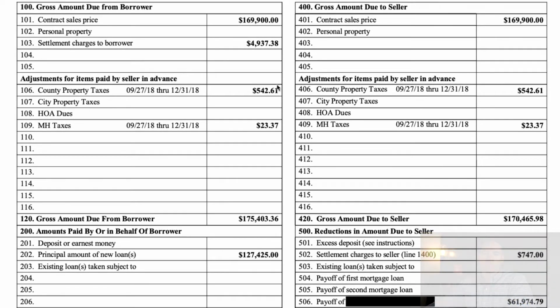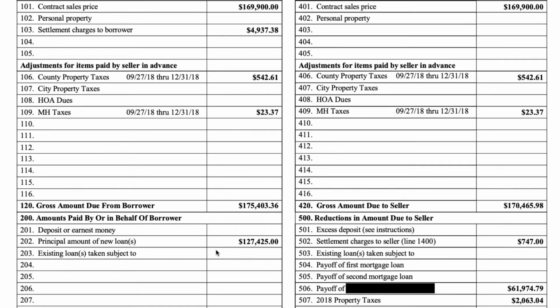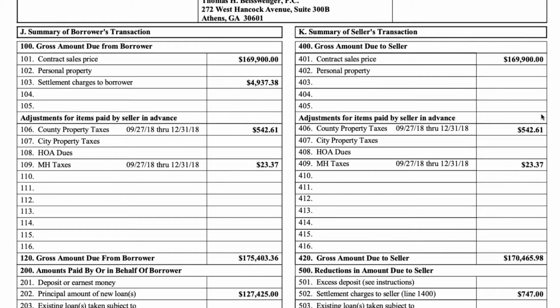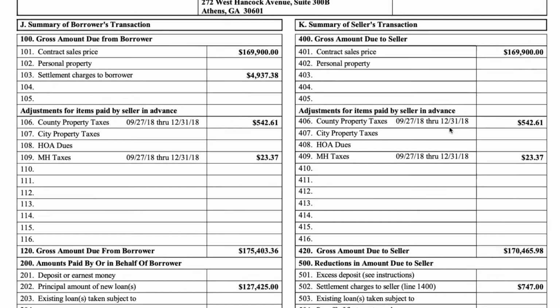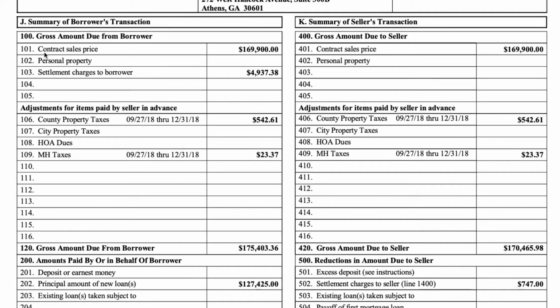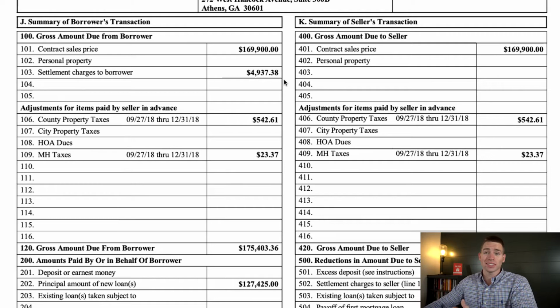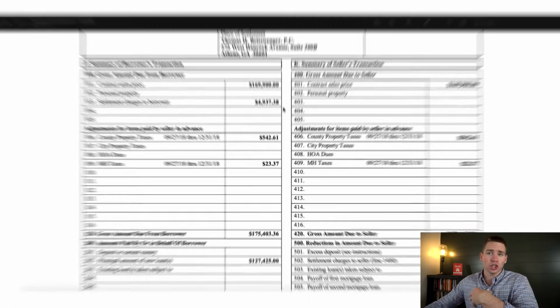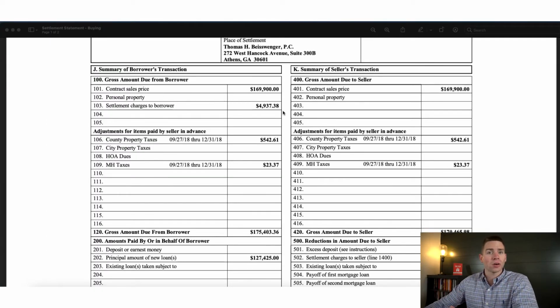This is where I'm getting money from, where I'm spending money, and how much money I'm gonna have to put into closing. And then this side over here is for the person who's selling me the property. So this isn't really important to me at all. This is kind of serving them. And as we can see, I bought the property for $169,900. So that's line 101, contract sales price, and then settlement charges to borrower, $4,937.38. So this is other money I'm getting charged that was outside of the purchase price.